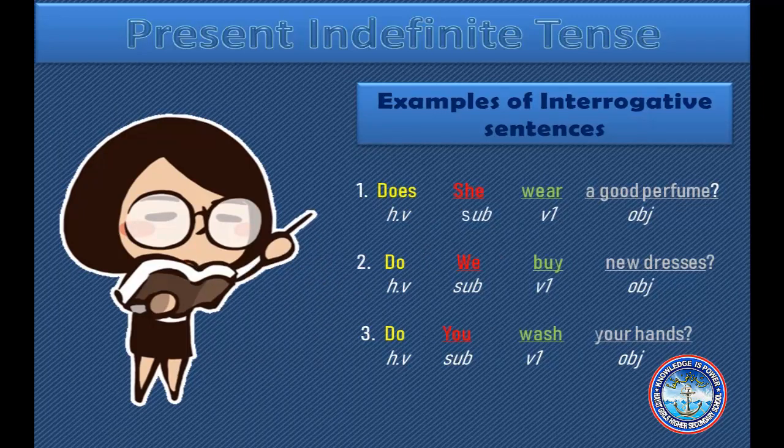The second is, do we buy new dresses? Again, according to the subject, we are going to put the helping verb. So we is plural here and with plural we use do. Do we buy new dresses? The third one is, do you wash your hands? If you remember, with you we use do. That is why here also we have do as a helping verb. So, do you wash your hands?